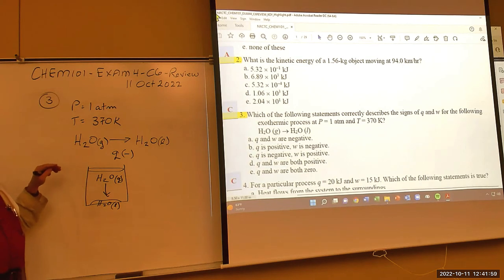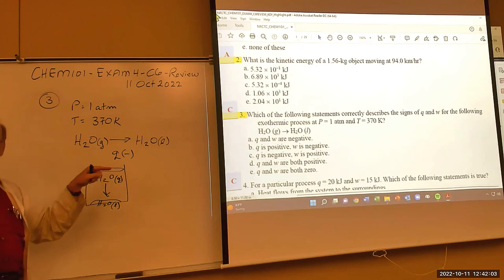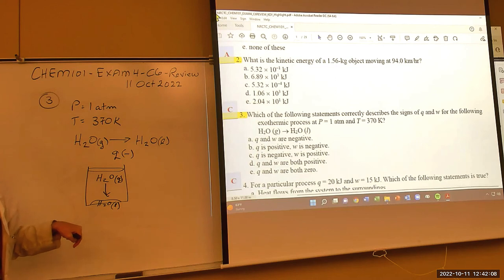So what did we learn from the lecture? When the piston drops, the surroundings are doing work on the system, right? Which means W is positive.